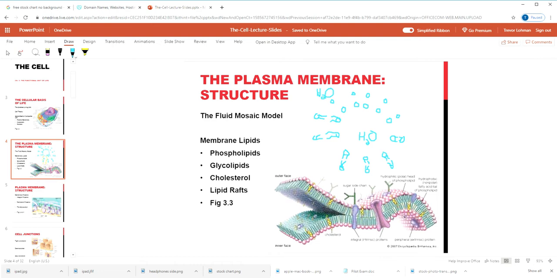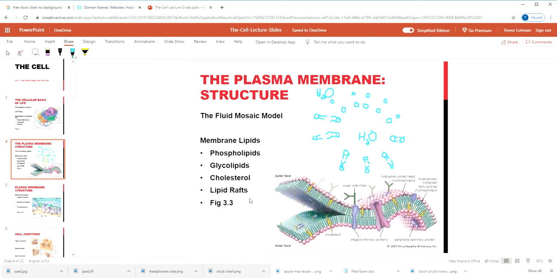The next structure is glycolipids. It looks like they're mostly showing glycoproteins. I see proteins with little sugar groups on them, but there are glycolipids as well. These are lipids with sugar groups, and these serve as cell-to-cell identifiers. We have cholesterol. Cholesterol's in yellow. Cholesterol makes the membrane more rigid.